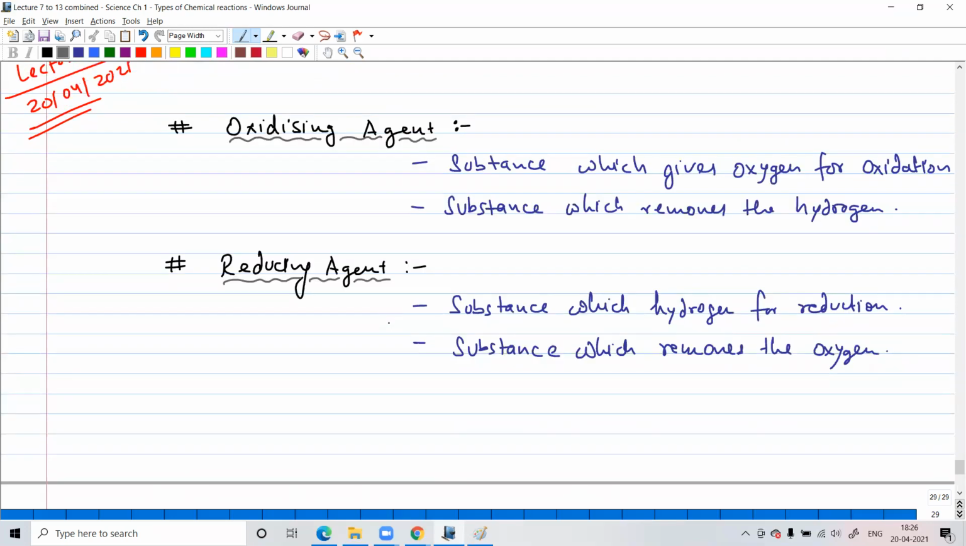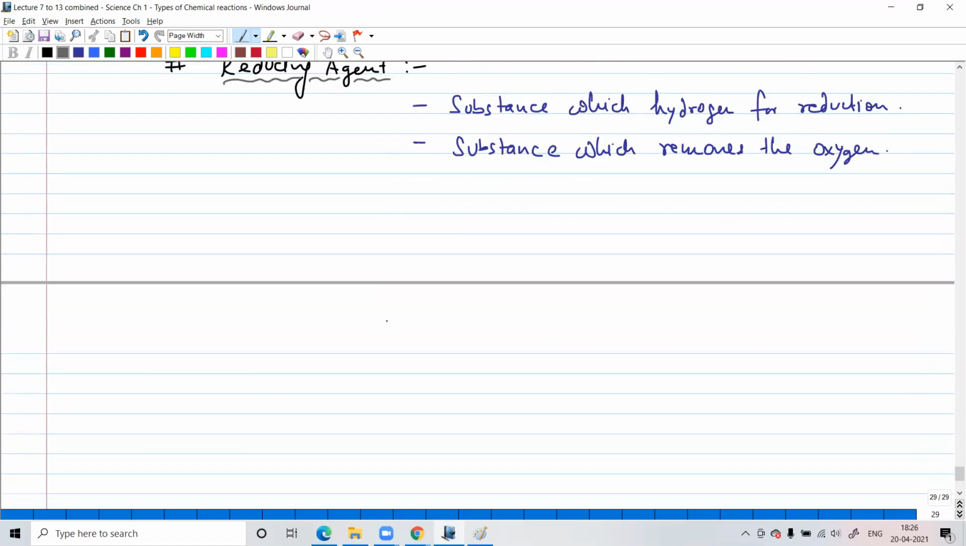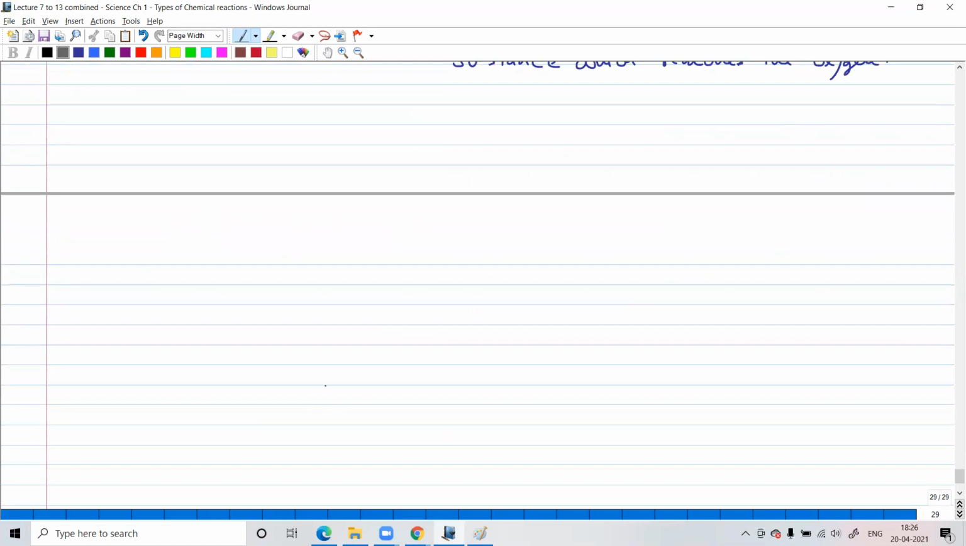This will be your definition, something which you need to remember for oxidizing and reducing agent. And like I said, other than the classical definition, there is one more definition for oxidation and reduction. So that definition we are going to learn today.